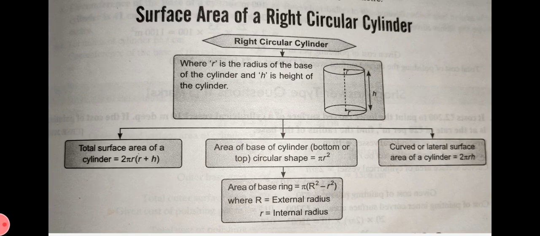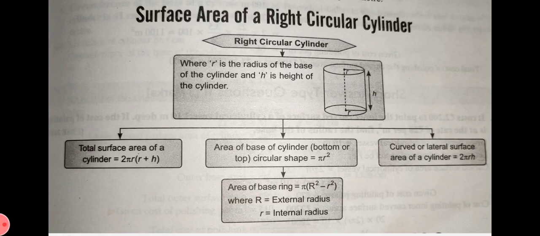Next, the area of the base of the cylinder, either the bottom part or the top part, as both are circular. To find the area of that circular shape, we use the formula πr².